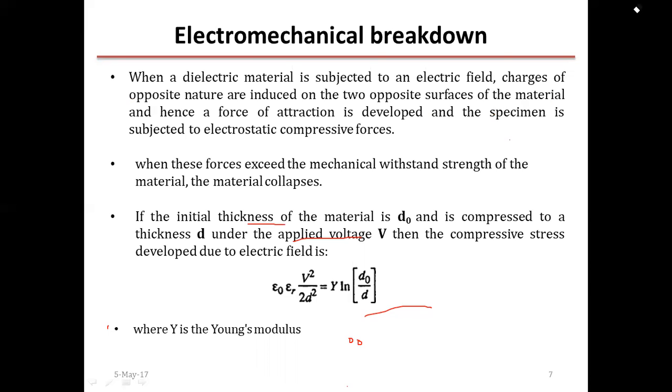When the electric field is applied, a compression will occur, and we call this the strain. The definition of strain is the change in length divided by the original length. If we have no change, the strain value will be 1. If the value is less than 1, it means compression has occurred.